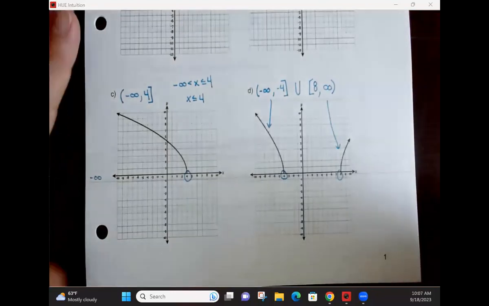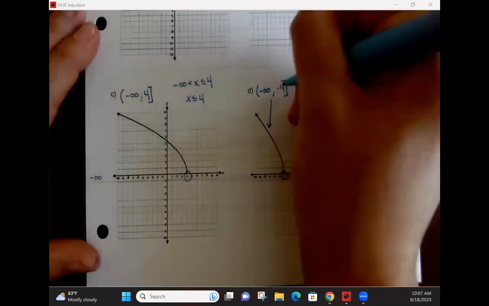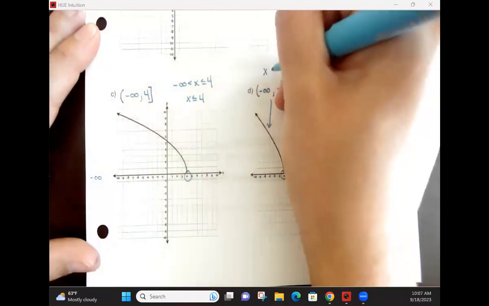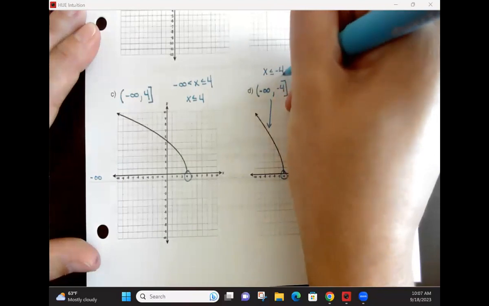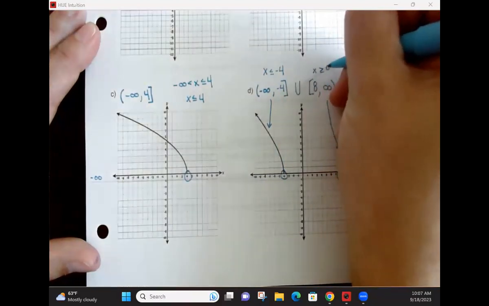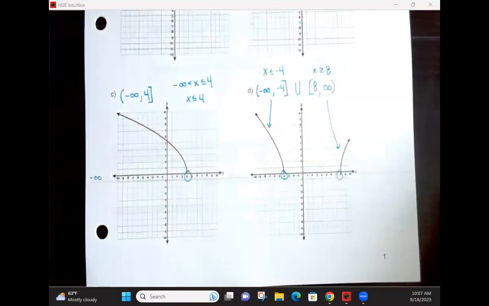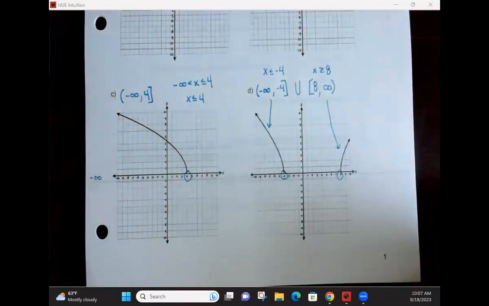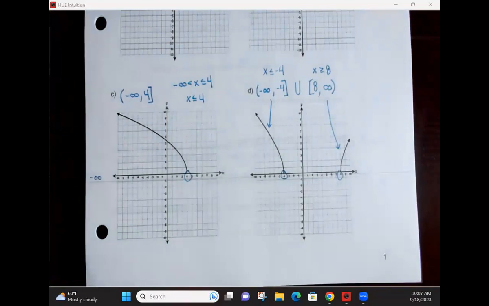Another way that we could represent this with our inequalities would be this part I could represent as x is less than or equal to -4, and this piece x is greater than or equal to 8. Again, with that same notation in the middle.